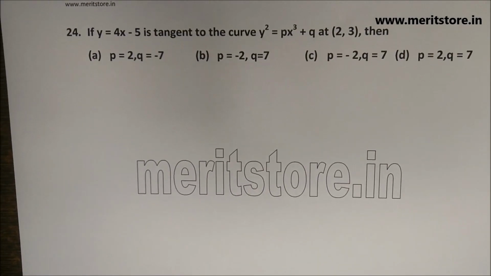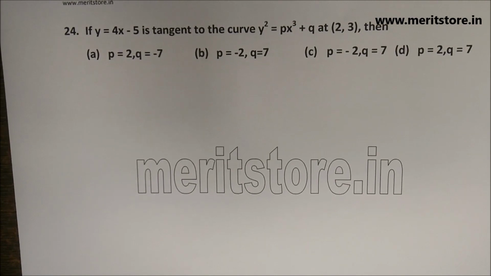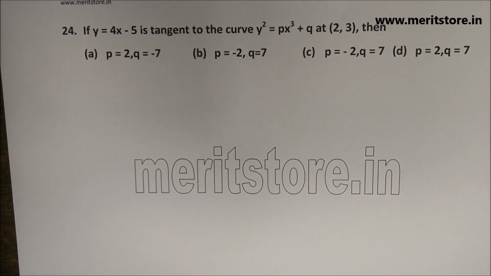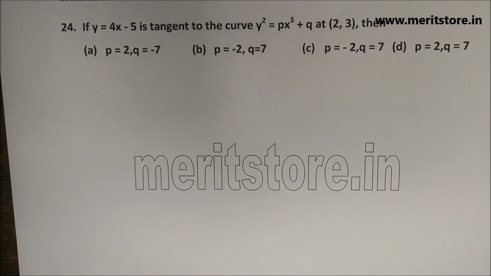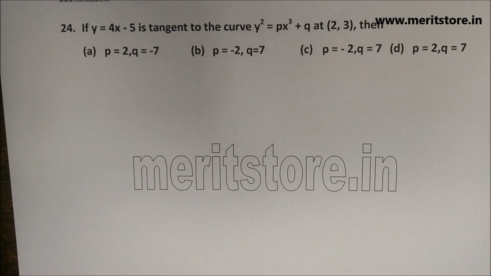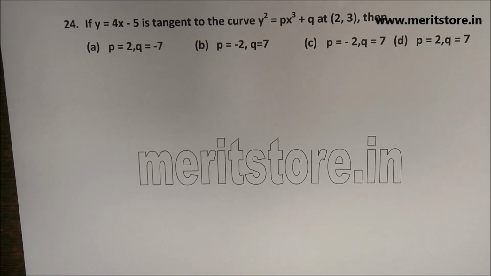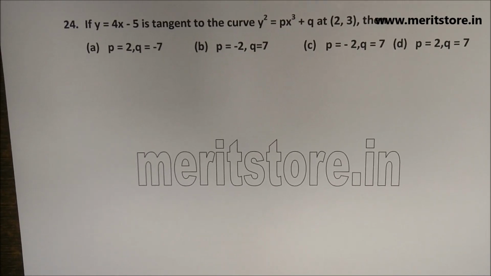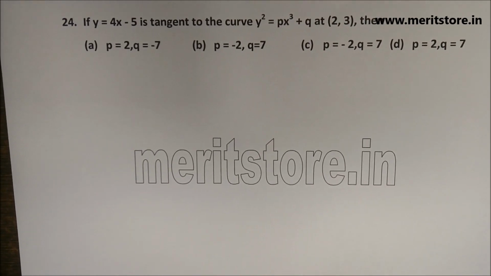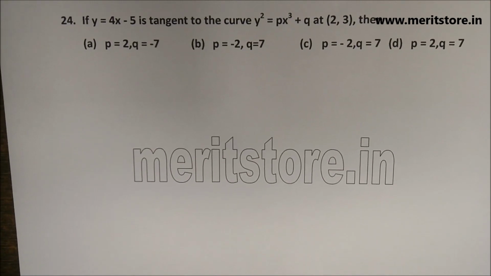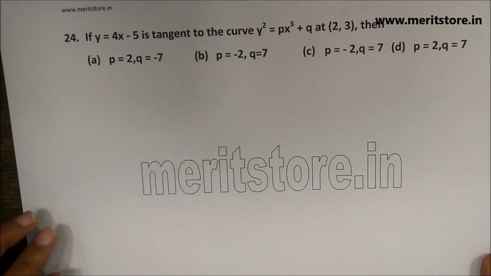24. If y equal to 4x minus 5 is tangent to the curve y square equal to px cube plus q at (2, 3), then: option A p equal to 2, q equal to minus 7, option B p equal to minus 2, q equal to 7, option C p is minus 2 and q is minus 7, option D p equal to 2 and q equal to 7.